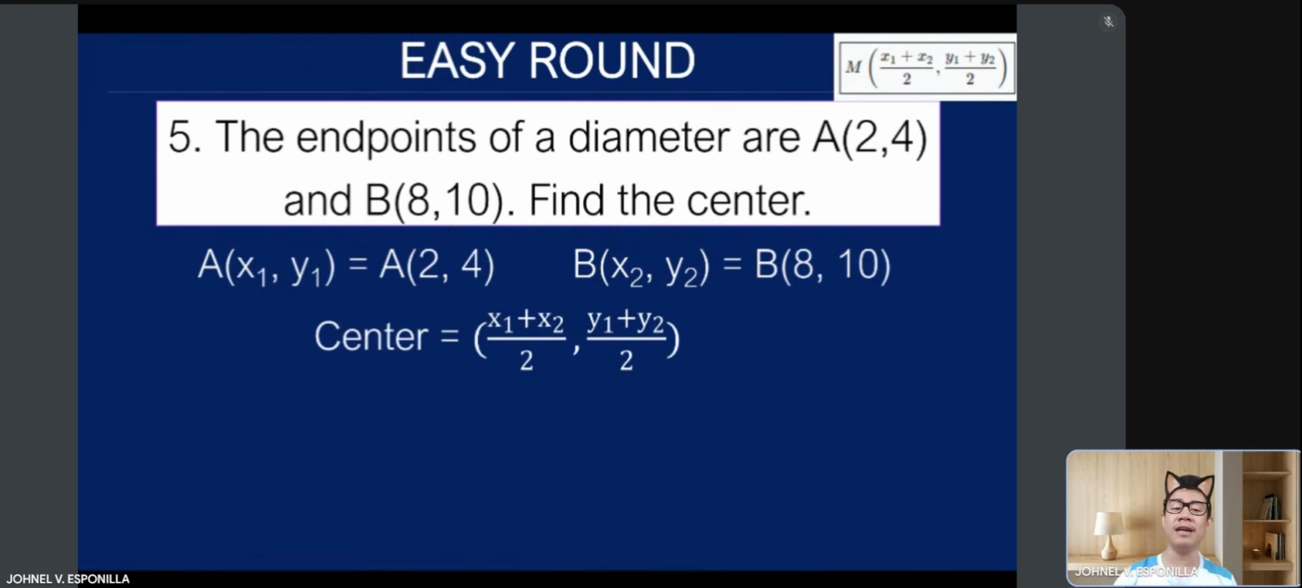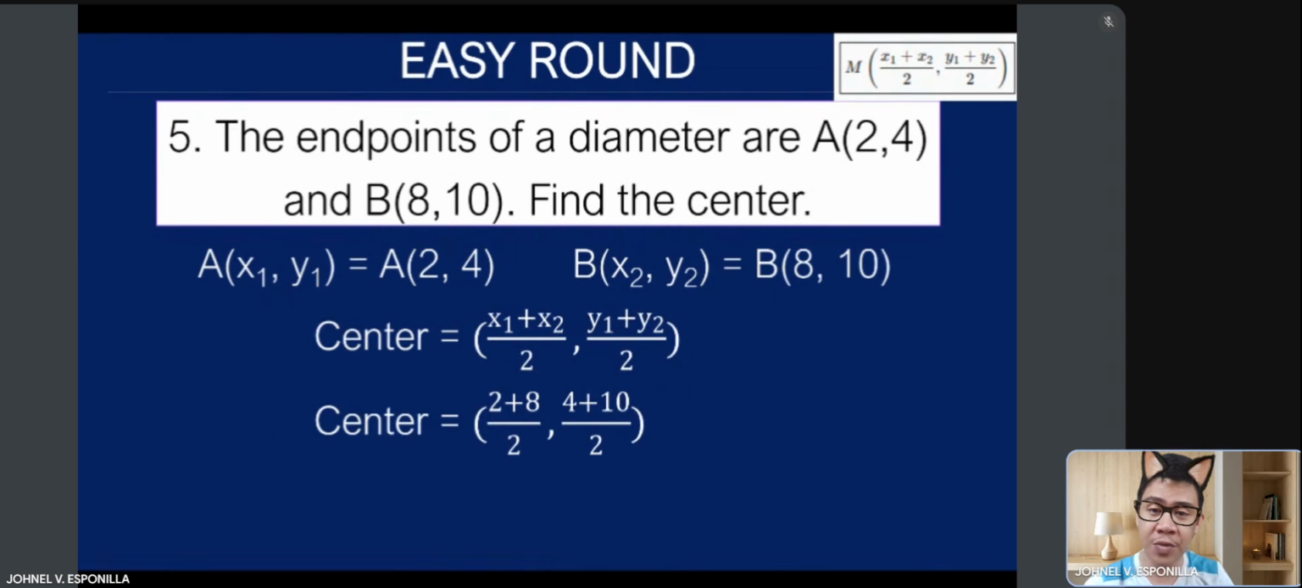And that is x sub 1 plus x sub 2 all over 2, then y sub 1 plus y sub 2 all over 2. So yung mga points po na nasa taas, gamitin natin by substitution. So yung x sub 1 po natin again is 2. Ito siya. So substitute lang yan. X sub 2 po natin ay 8 na nasa B. Then yung y sub 1 po natin ay 4 na nasa A. At yung y sub 2 natin ay nasa B, which is 10.